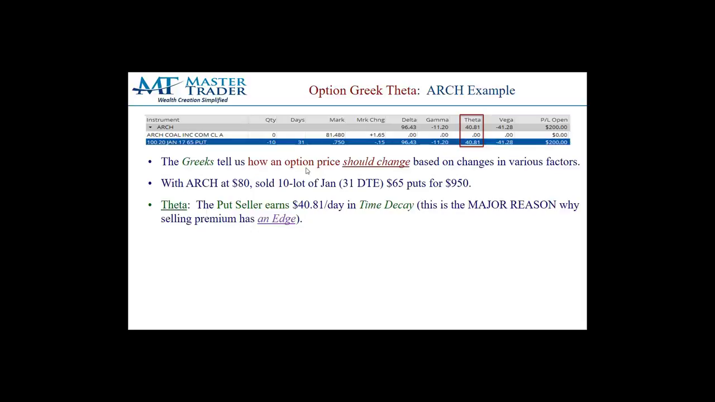The Greeks tell us how an option price should change based upon different factors. We're just focusing on theta in this lesson. My option quote screen here with Thinkorswim says I should make roughly 41 bucks a day in theta, which is time decay income. So the put seller, which was me, this is my order entry box, earns that in time decay, and that's the main reason why we love selling options around patterns. You can see here I sold them for $9.50. The current price was $7.50 if I wanted to close it, and that's why it's reflecting a $200 open gain, unrealized.